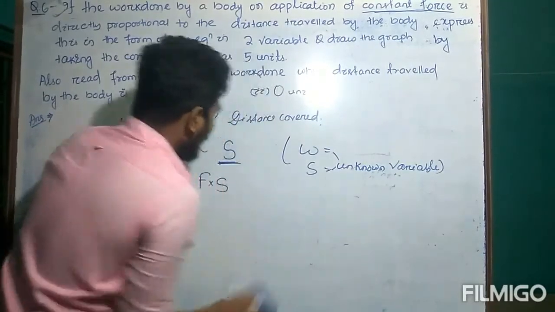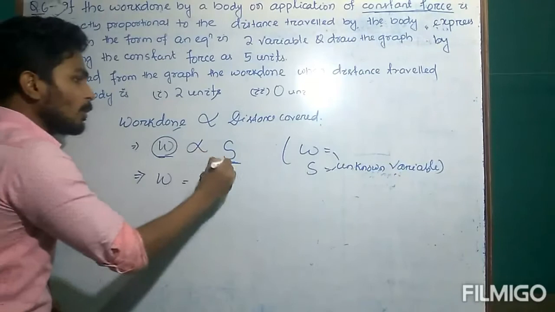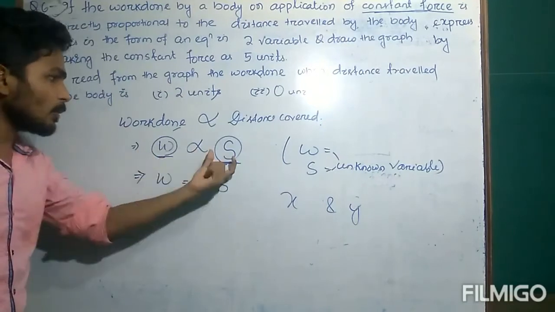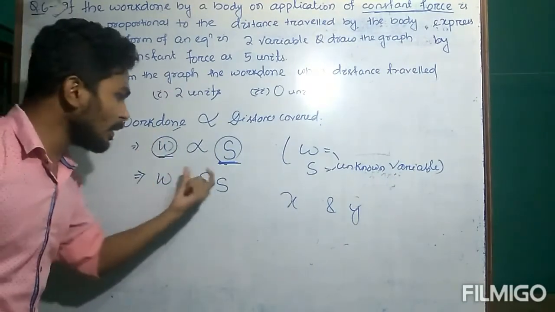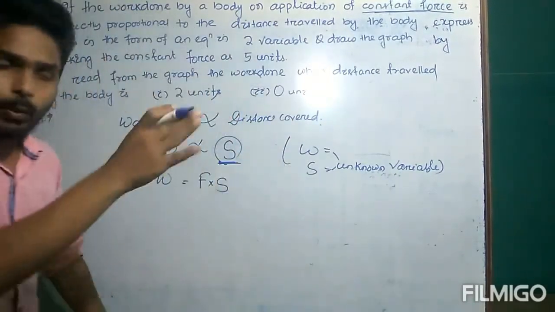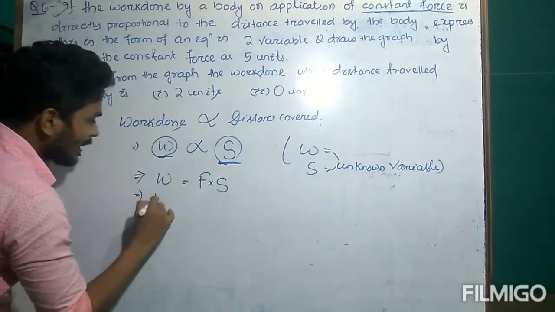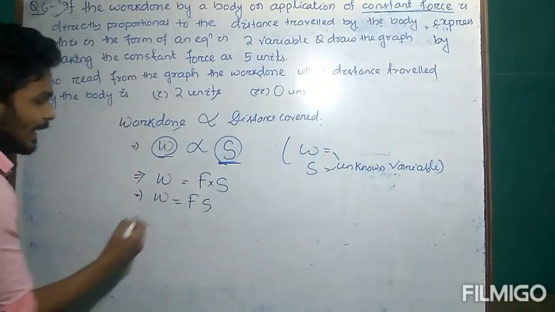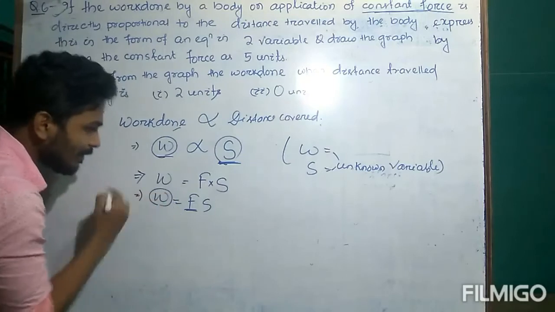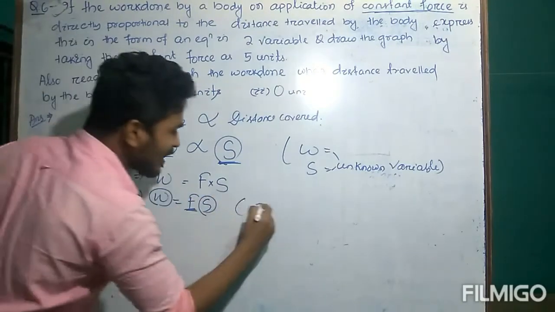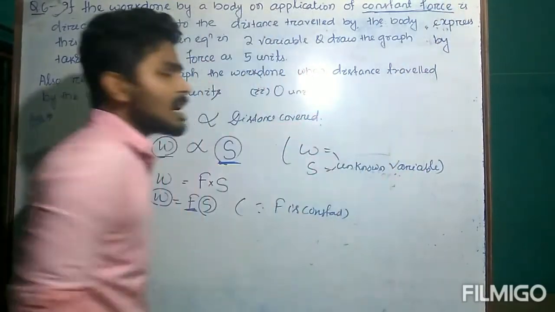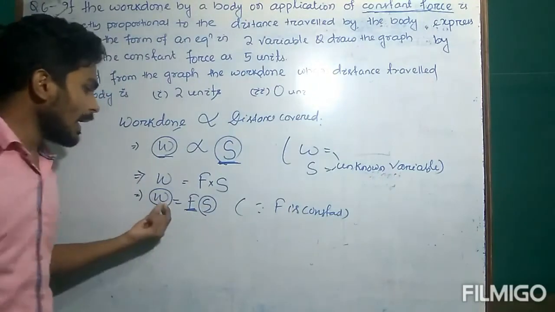Understood? Instead of using W and S, you also can use X and Y. That doesn't matter. For my convenience, I use W and S as unknown variables. So you get W is equal to F S. Here F is a constant term. So how many variables are there? Two variables. This is a variable, this is a variable. F is constant because it is given in the question. F is not a variable. There are two variables, W and S.